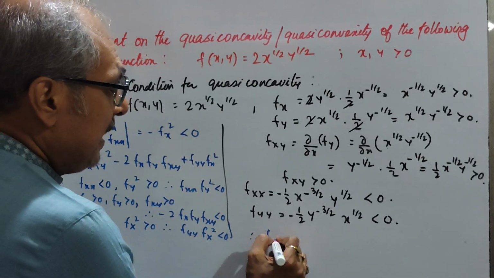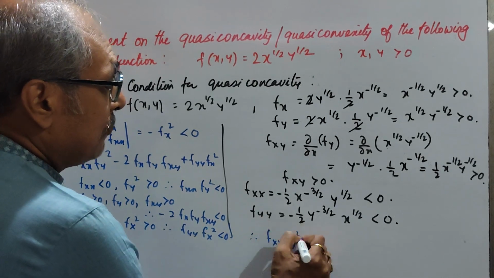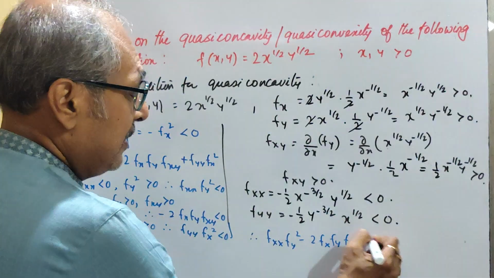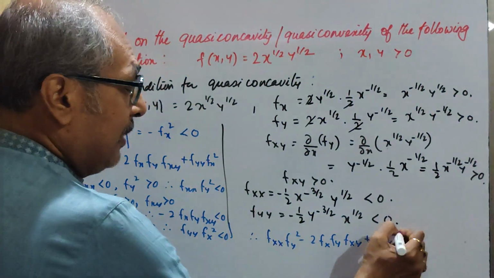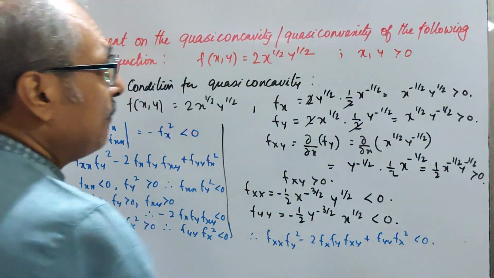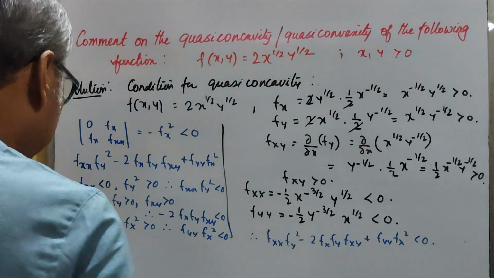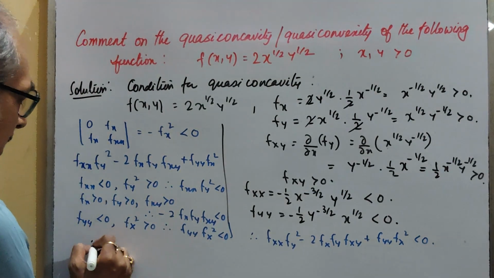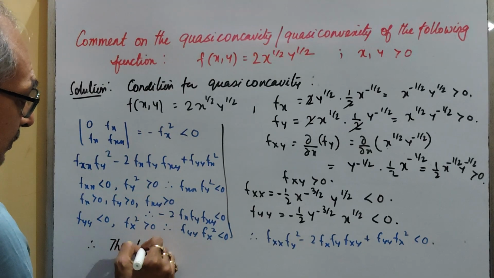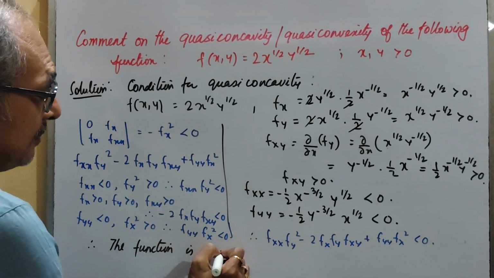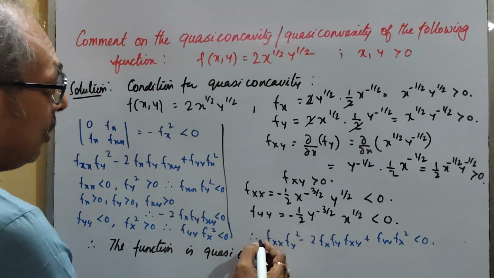Therefore fxx fy square minus 2 fx fy fxy plus fyy fx square is negative, hence the function is quasi-concave. Since both the conditions are satisfied, therefore the function is quasi-concave.